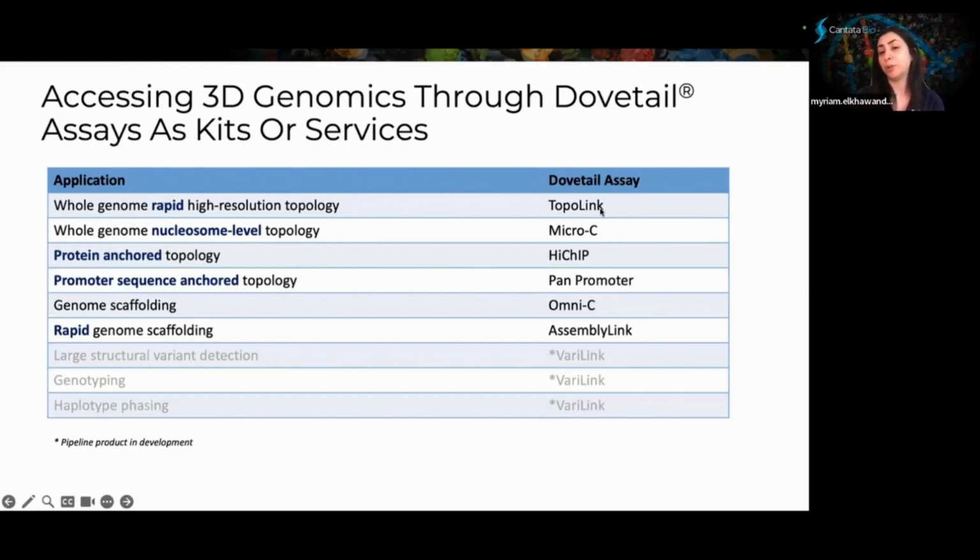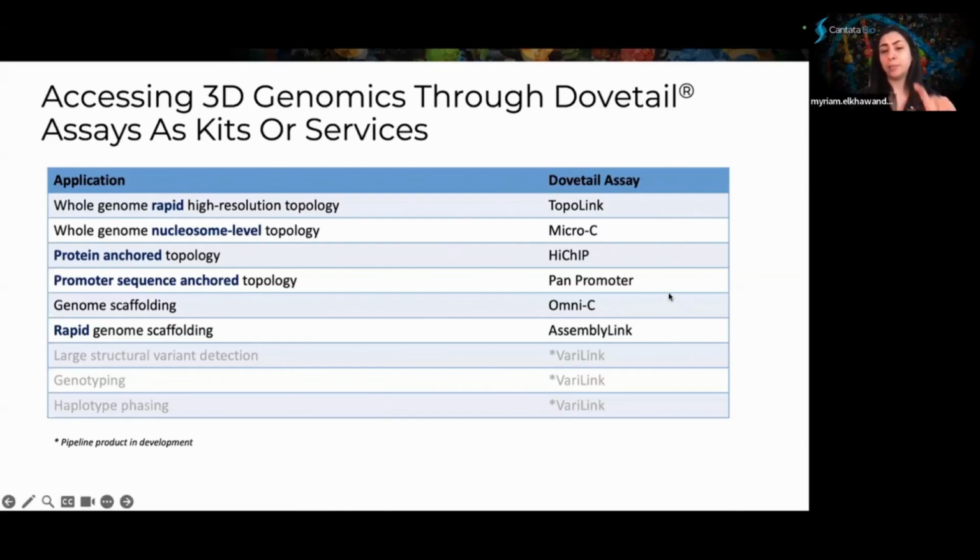So you're able to actually complete the workflow in a single day and have the data that allows you to understand the 3D organization and the chromatin topology of your sample. MicroC is more used to understand the chromatin topology at a nucleosome level. So this is really when you're trying to address the question of nucleosome positioning or nucleosome interactions. Our MicroC assay is best positioned to do that.